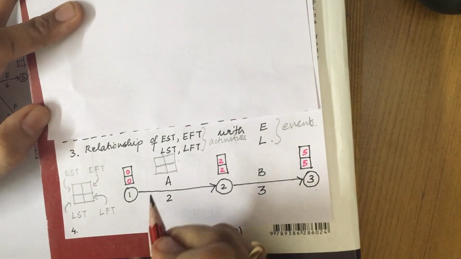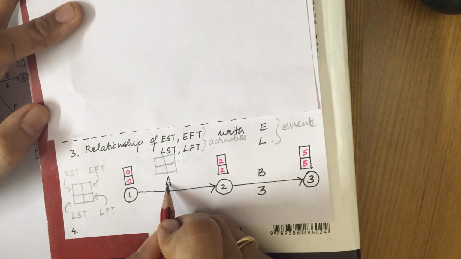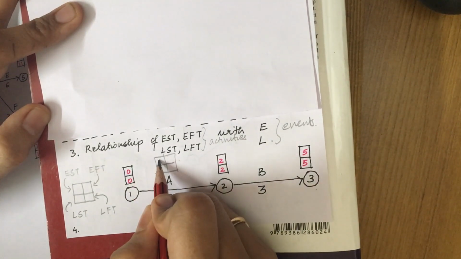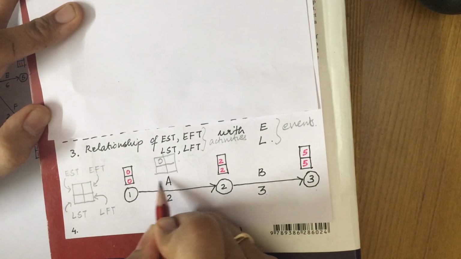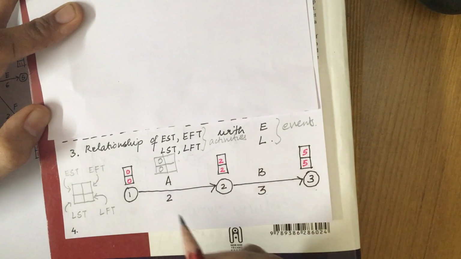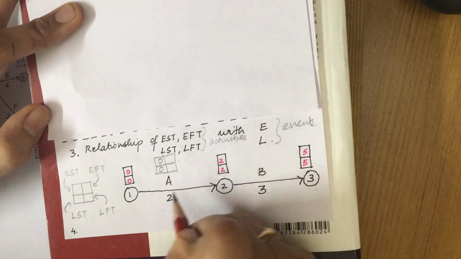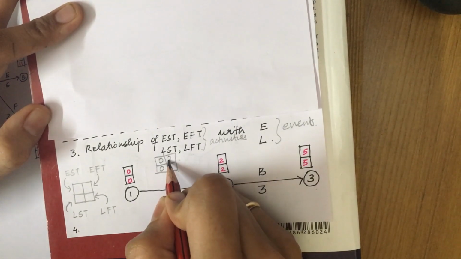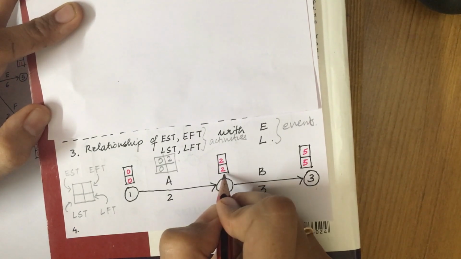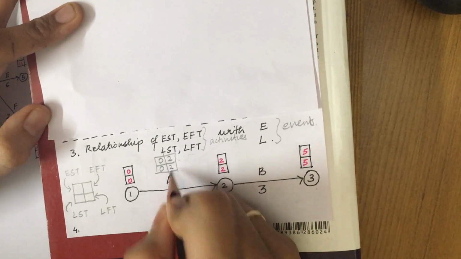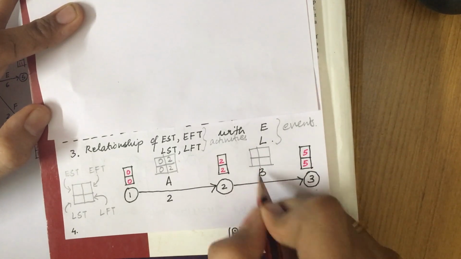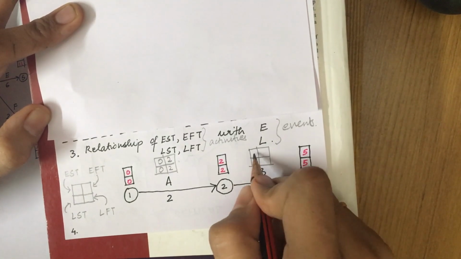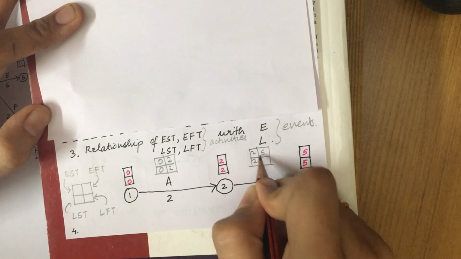What it means is the earliest start time for this activity will be 0. The latest start time for this activity will be 0. The earliest finish time for this activity will be 2. And the latest finish time for this activity will be 2. Similarly, EST, EFT, LST, LFT for the activity B is 2, 2, 5, 5.